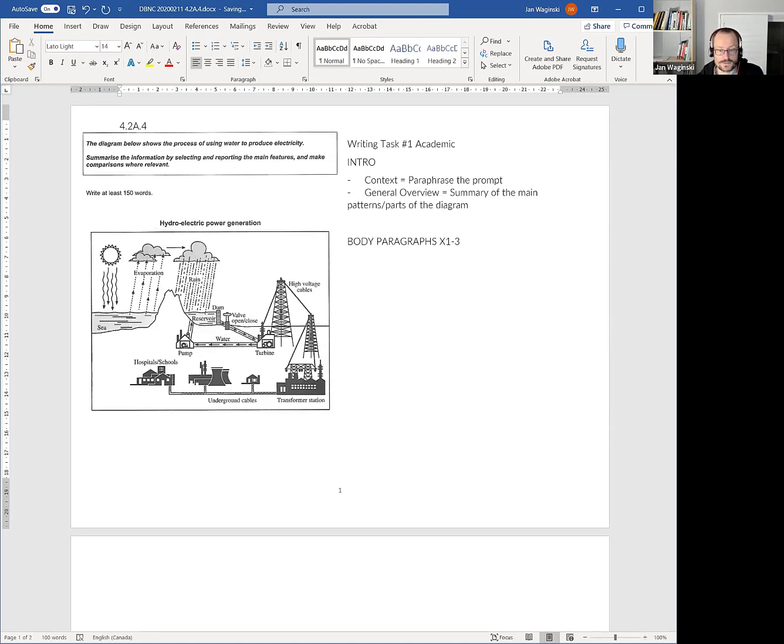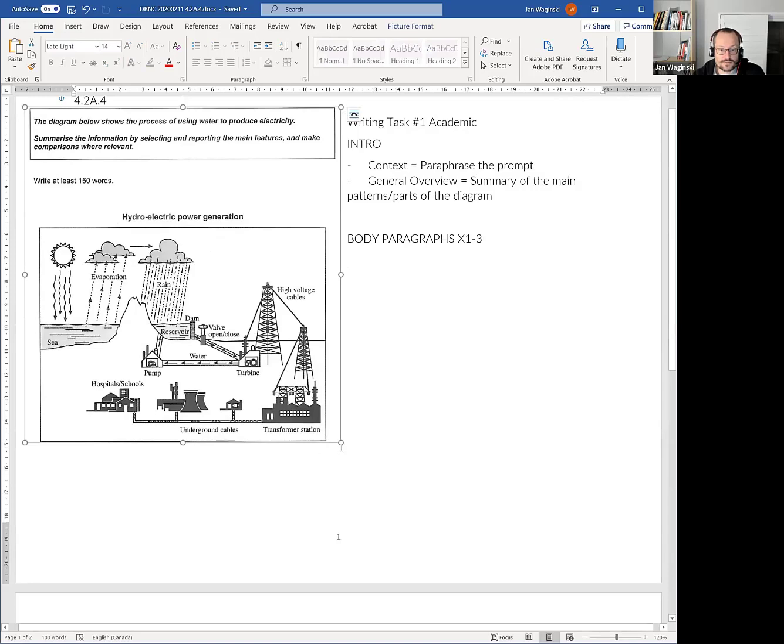Okay, there's lots of ways you can do it, but it's basically the same as your general overview. So if you divide this diagram up into 2 parts, for example, then you're going to have 2 body paragraphs that reflect those 2 parts of the general overview. So just on a quick glance of this, let me see how big I can get this.